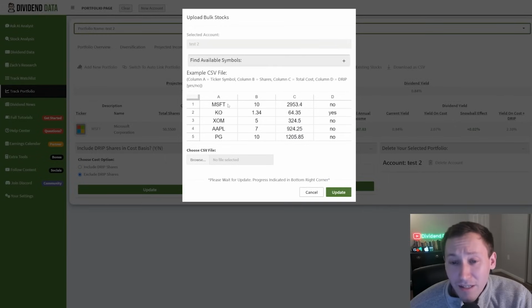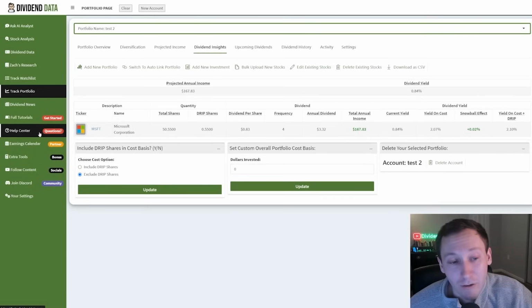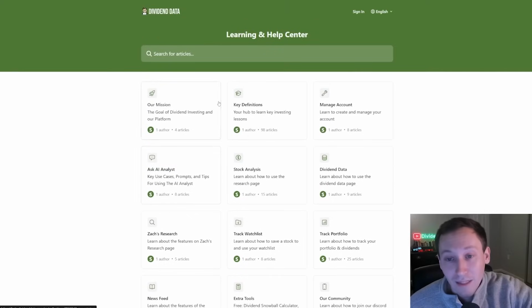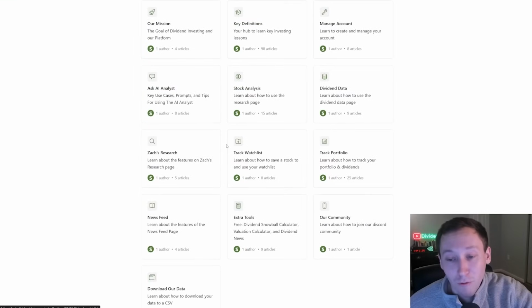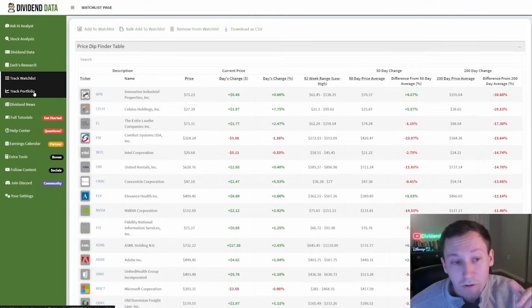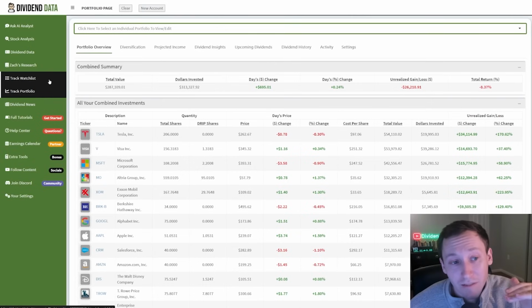Same thing here, you create a spreadsheet, you put the ticker symbol in column A, the shares in column B, the total cost in column C, and then whether or not it came from dividend reinvestment in column D, you put yes or no. And then you just click here and add your CSV file. If you have any questions, go over here to Help Center, and it's loaded up with all these different guides for the specific pages. So those are the core pillars of DividendData.com.